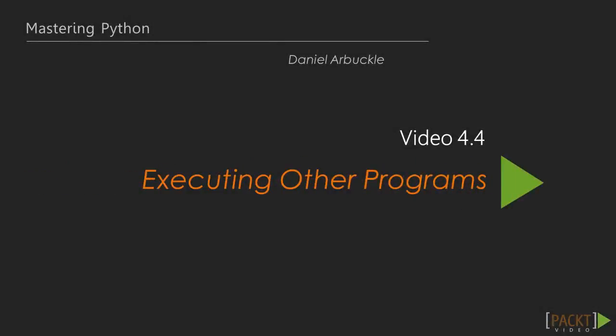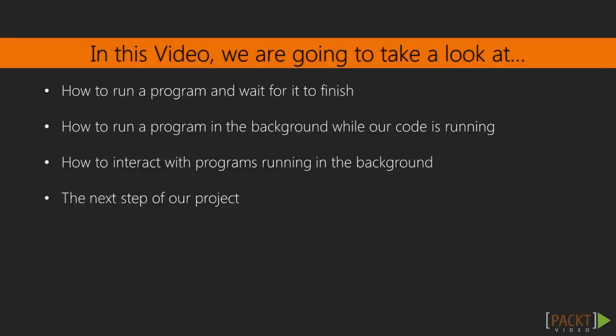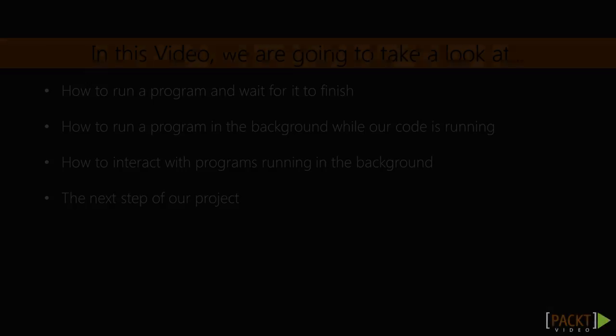4.4, executing other programs. We're going to look at how to run a program and wait for it to finish, or how to run a program in the background while our code is still running. We're going to see how to interact with programs running in the background, and then we're going to write the next step of our project.